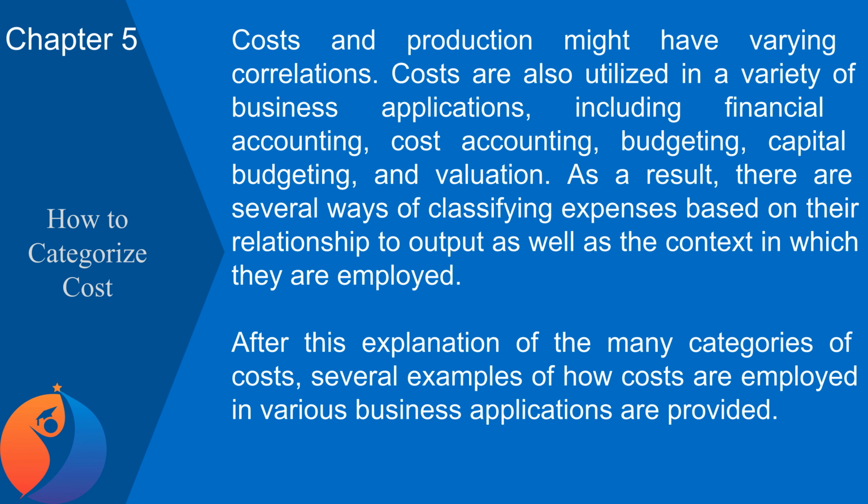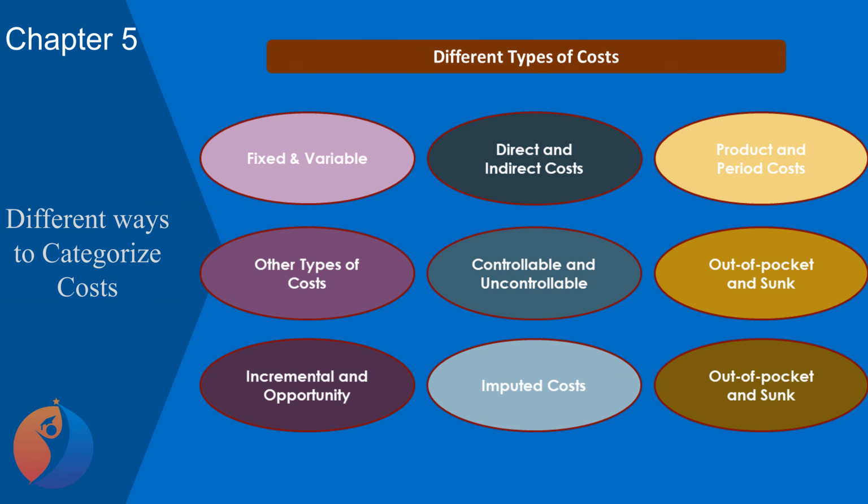Different ways to categorize costs. Costs and production might have varying correlations. Costs are also utilized in a variety of business applications, including financial accounting, cost accounting, budgeting, capital budgeting, and valuation. As a result, there are several ways of classifying expenses based on their relationship to output as well as the context in which they are employed. After this explanation of the many categories of costs, several examples of how costs are employed in various business applications are provided.